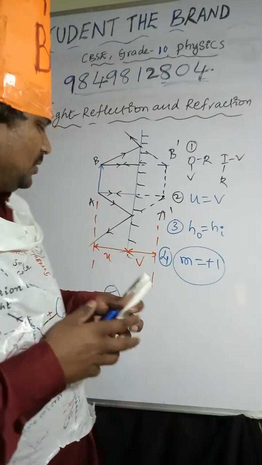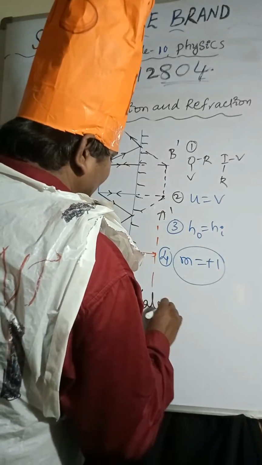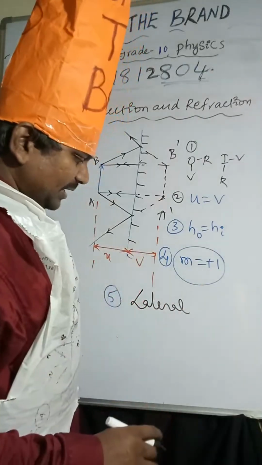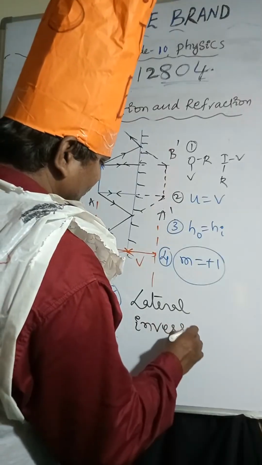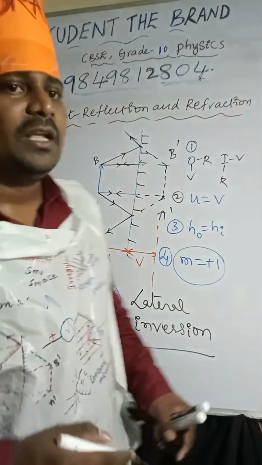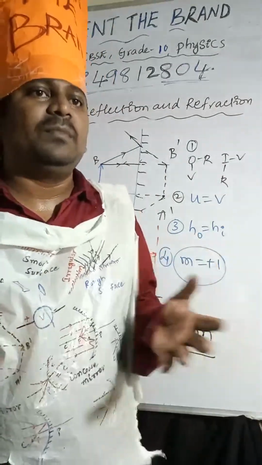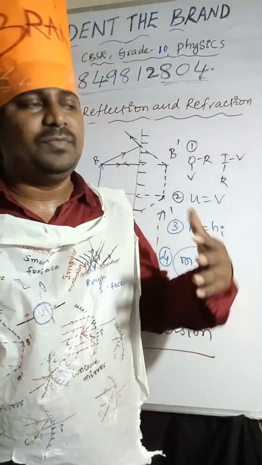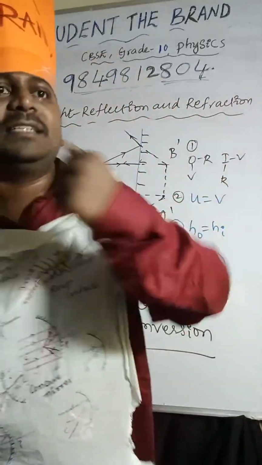And it also shows lateral inversion. So what is lateral inversion? Lateral inversion is nothing but the phenomenon of the right side of the object appearing to be the left side of the image. The left side of the object appears to be the right side of the image.